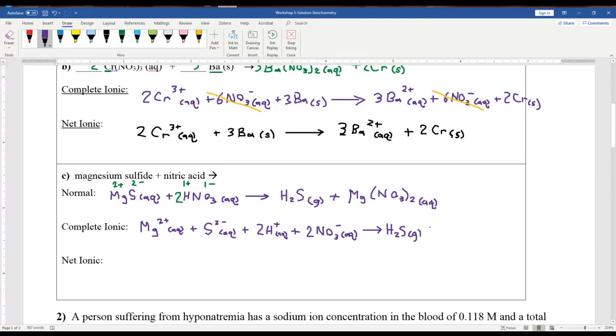And then what else do we form? It's going to be 2 magnesium 2 plus... no, it's going to be 2 nitrate 1 minus. So one magnesium 2 plus, right, and two nitrates. Very good.